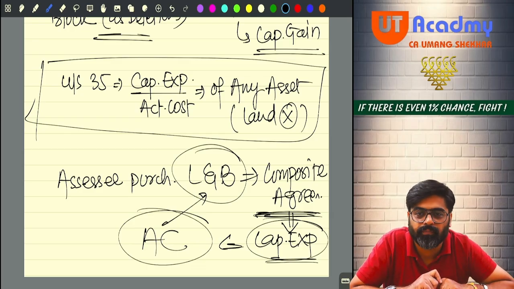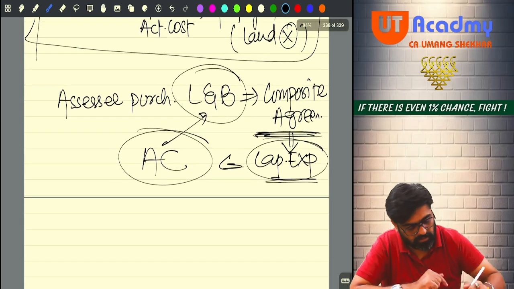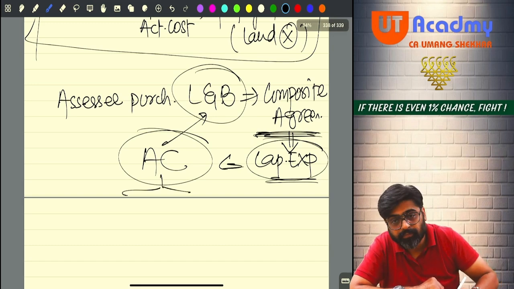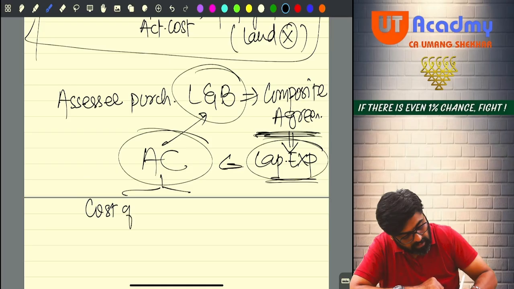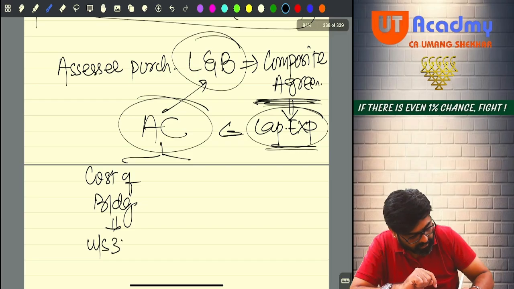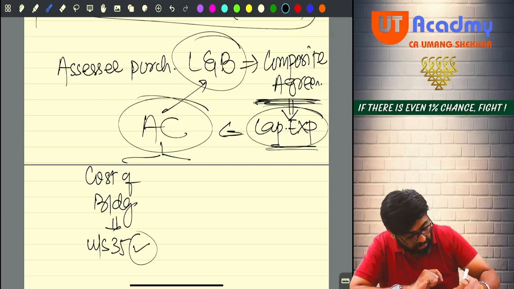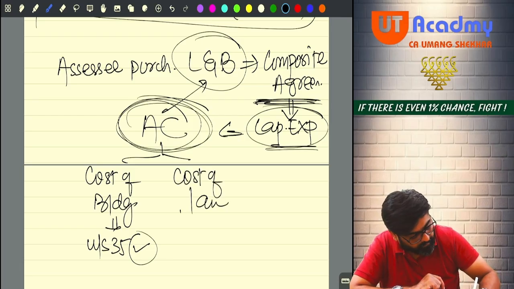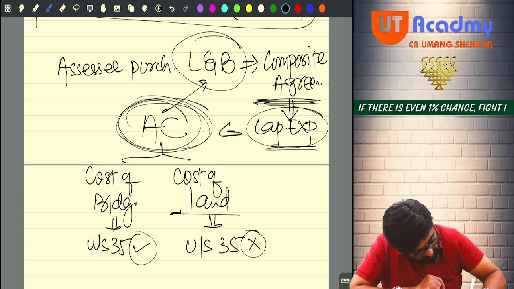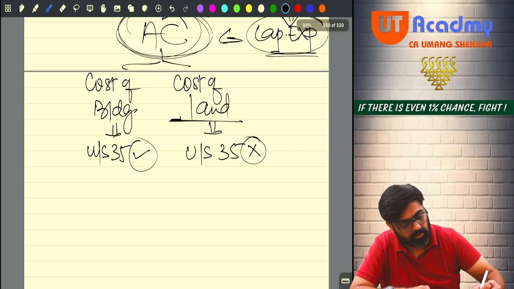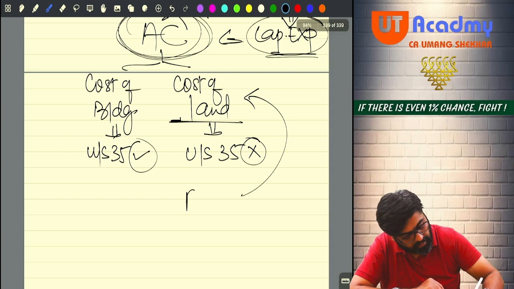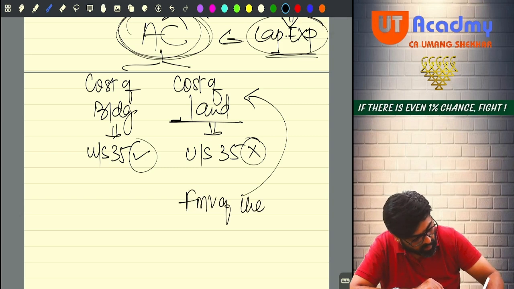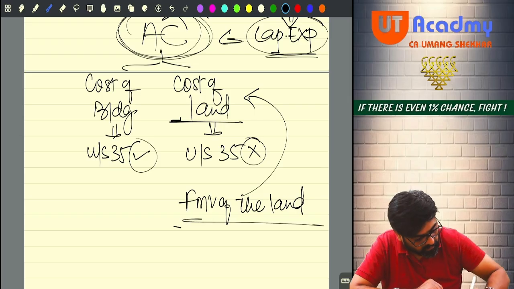Now what you are supposed to do, out of this actual cost, the cost of building only can be allowed under section 35. But out of this actual cost, the cost of land cannot be claimed under section 35. But sir, how would I know what was the cost of land? So this is nothing but the fair market value of the land that you have to consider.